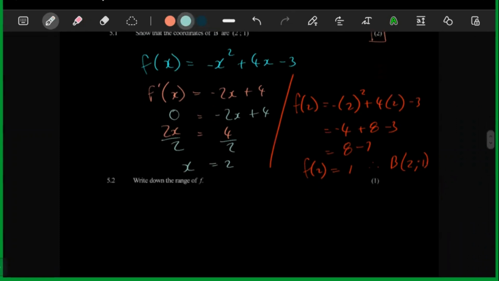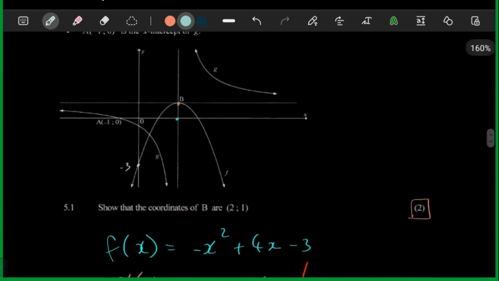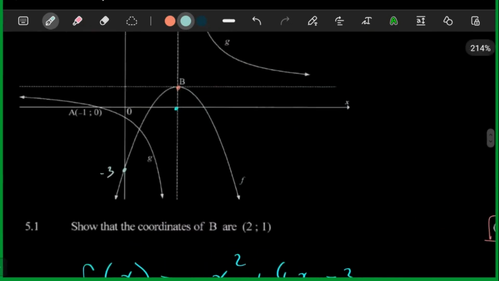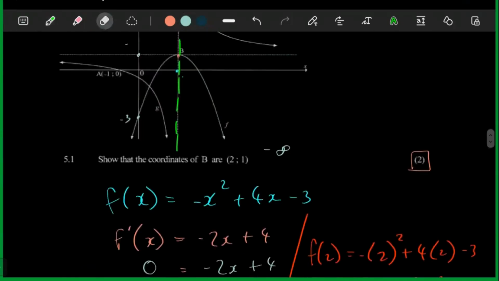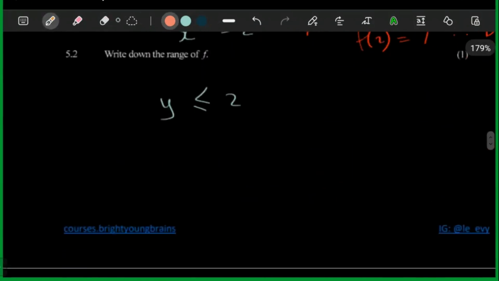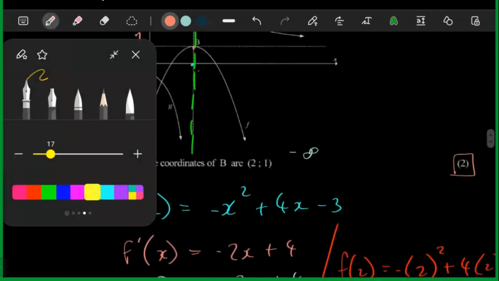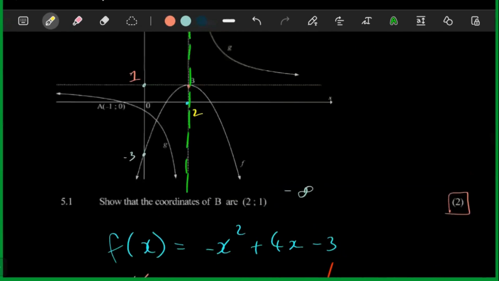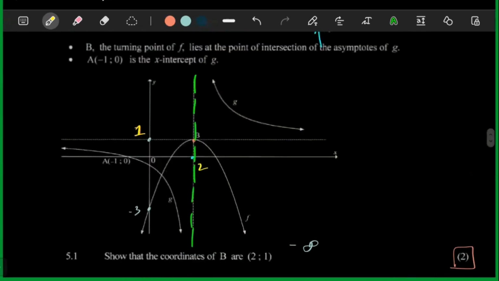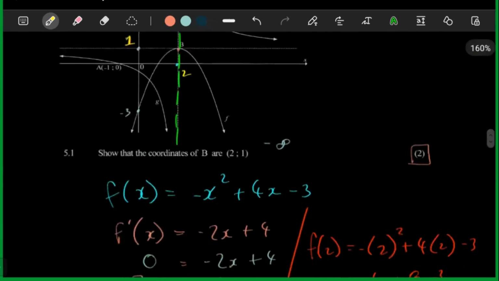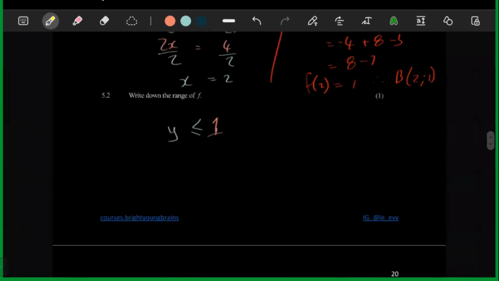It's all good. They want us to determine the range of f. Range means how high or how low does your graph go. So this graph goes all the way to negative infinity, and it goes as high as a 1. So this range here actually has to be a 1 also. Whoops. The x value is the one that's a 2. So excuse me, x value is a 2, y value is a 1. So that's for the range.